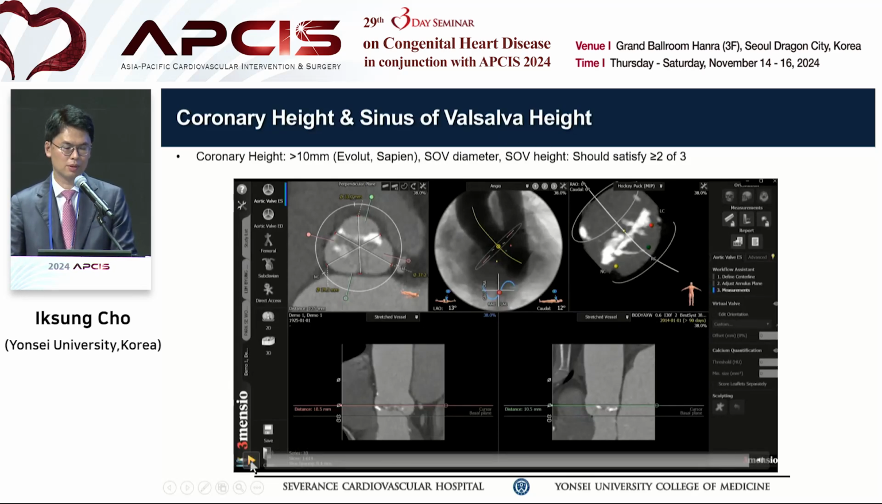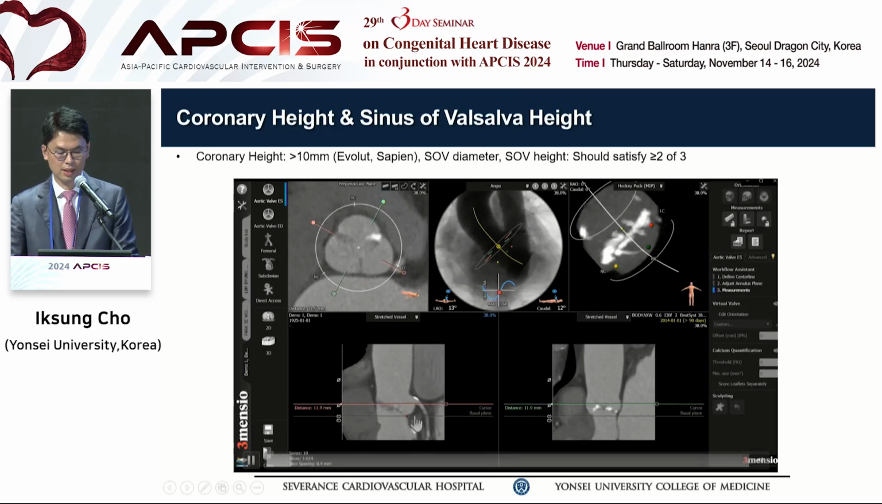The other important thing we have to consider is coronary height. So now I'm trying to measure the left coronary cusp height. This is the height measured from the annulus plane. So the annulus plane is very important.